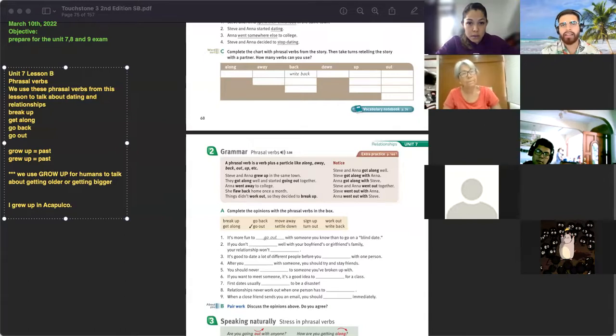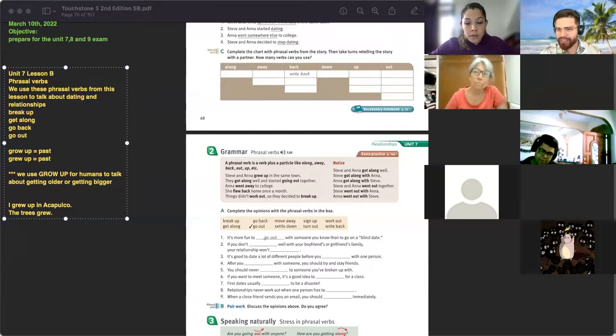Alejandra, how can I say "los árboles crecieron?" The trees grew up. Grew up? No, remember I told you it's only for humans. So in this case, the trees grew, with no "up." Okay. Remember that, this is really important. This happens a lot to a lot of people. They want to use "grow up" for everything, but it only works for humans.